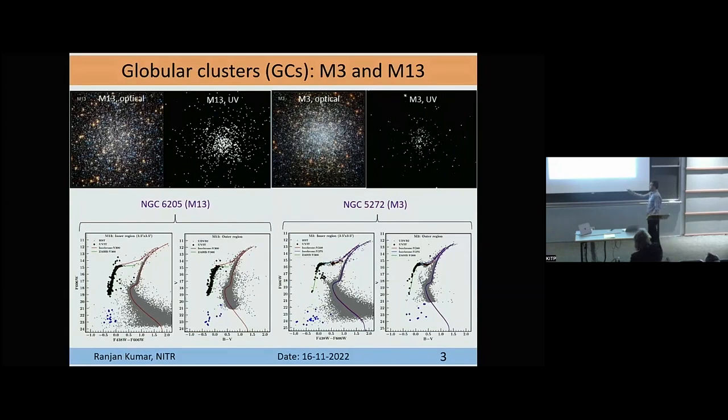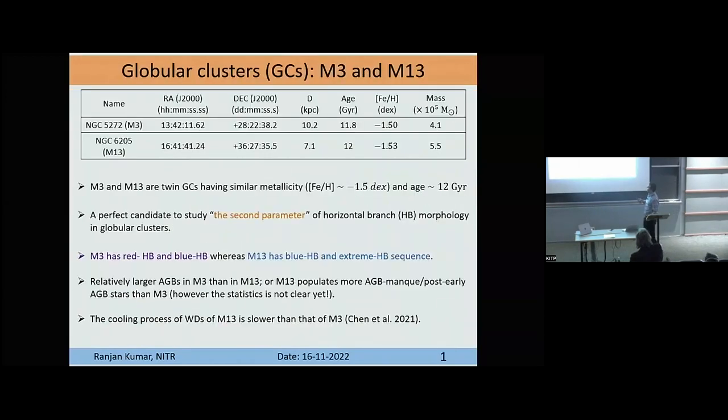So here we have plotted the optical color magnitude diagrams, where the gray solids are the optical observations, and they are confirmed cluster members. For the outer region we have the Gaia cluster membership, and for the inner region we have the HST cluster membership. On top of it I have plotted the black solids, which are the UVIT observations in the far UV band, and we can clearly see that only the horizontal branch stars and the white dwarfs can be observed in far UV filters. Similarly in M3, as I said previously, M3 has red HB and blue HB, whereas M13 is populated with blue HB and extreme HB.